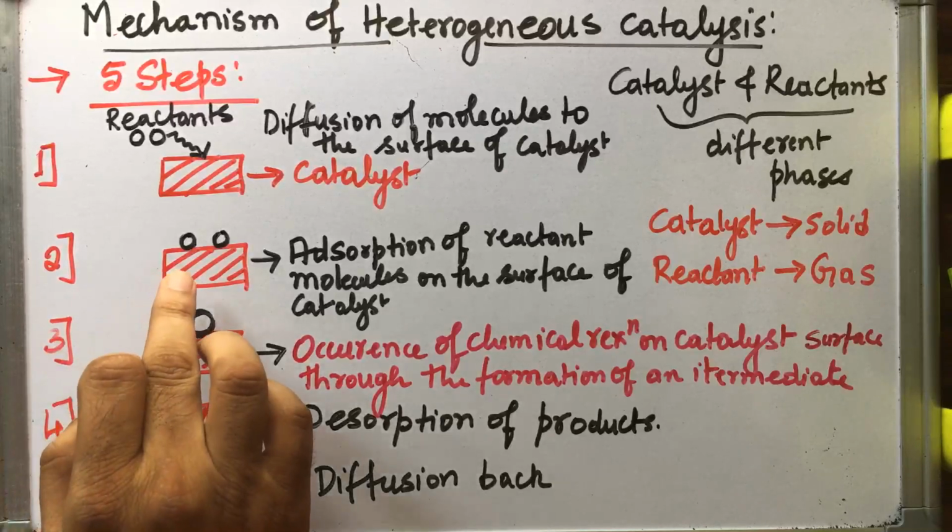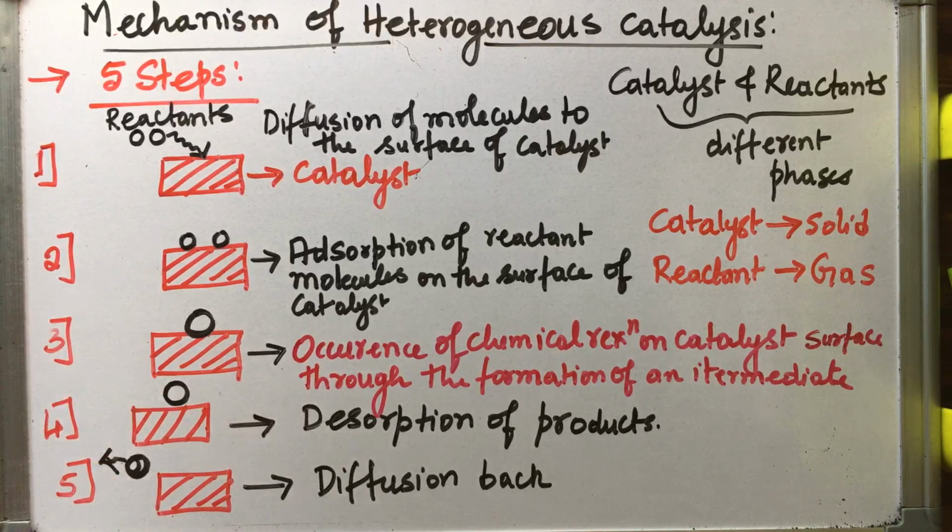Once they come and get adsorbed, in step number 2 there would be scope for chemical reactions because of the free valencies of the catalyst, they get attached to the free valencies. So a chemical bond would be formed, and that bond should not be too strong or too weak, it should be of appropriate strength. If it is too strong, the adsorbed molecules would not leave, so there would be no scope for further reactions. What is step number 2? Adsorption of reactant molecules on the surface of the catalyst.